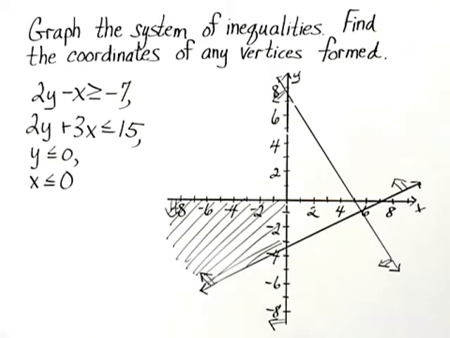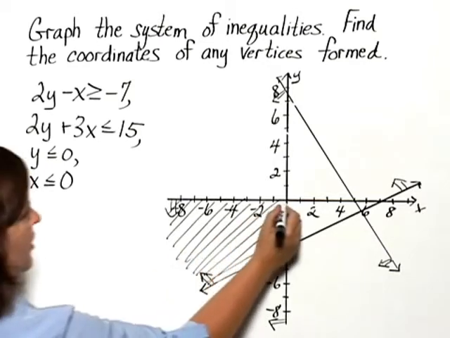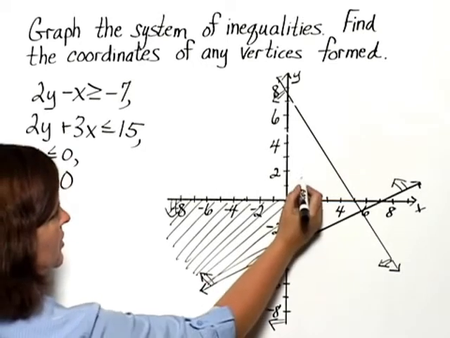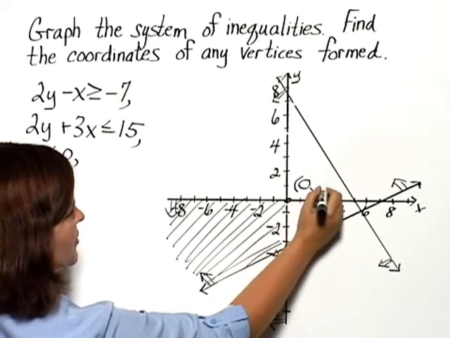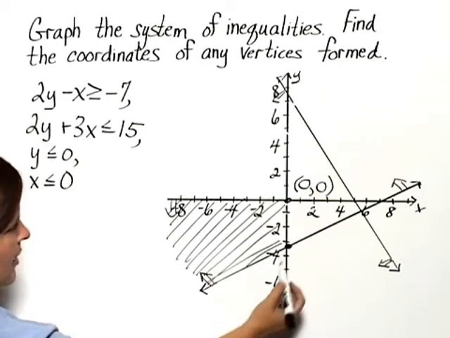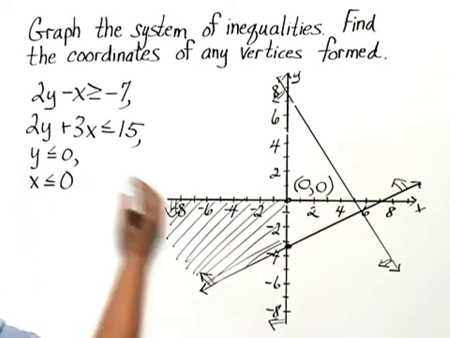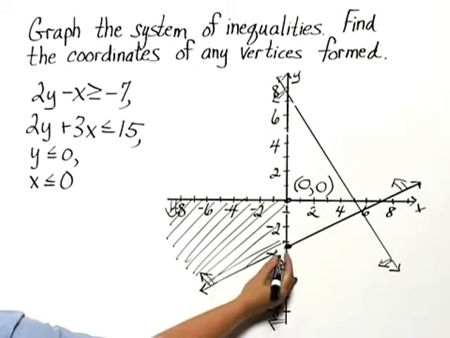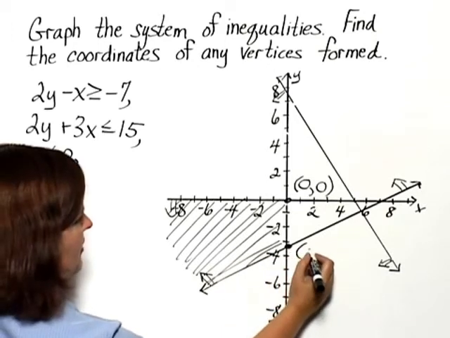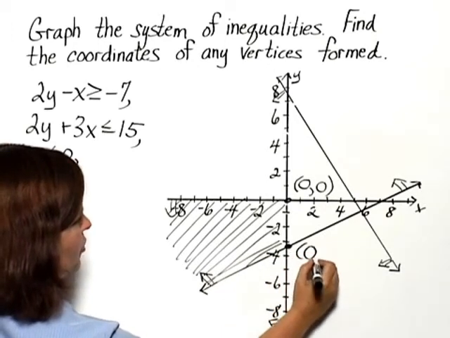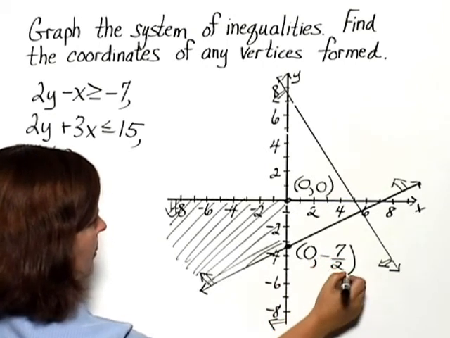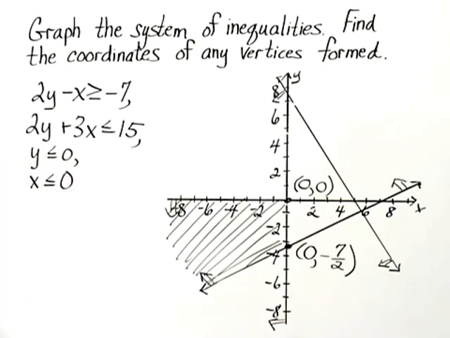This is the graph of the system of inequalities. The vertices are here and here. Well, this is the origin, so the coordinates of this vertex are 0, 0. This is the line 2y minus x is greater than or equal to negative 7. If x is 0, then y has to be negative 7 halves. So this is the point 0, negative 7 halves. So these are the coordinates of the vertices that were formed.